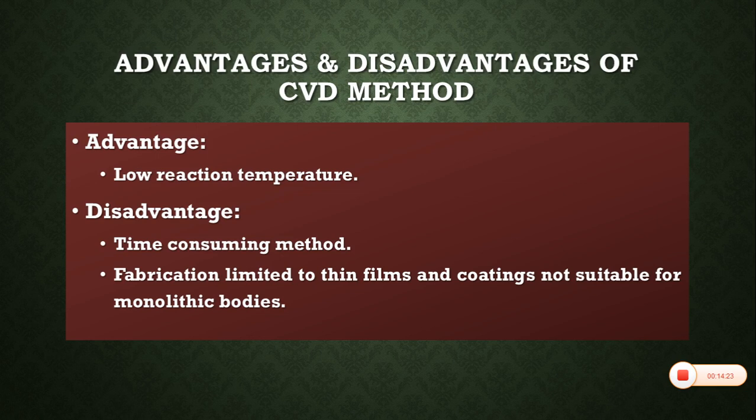Another disadvantage is that this method is limited to thin films and coatings, and it is not suitable for monolithic bodies, because it develops a microstructural deformation, that is large columnar grains, which finally leads to a low intergranular strength. So it is limited to thin films and coatings, not monolithic bodies.